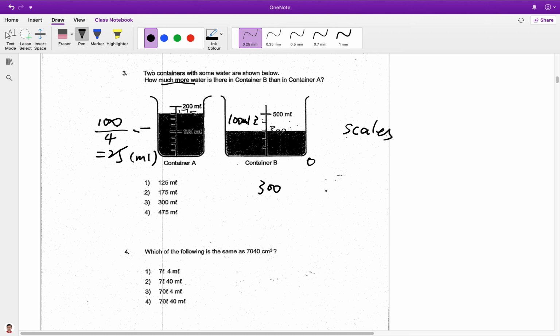So how much more? We use the larger one, 300, minus 175. So the answer gives us 125 ml.